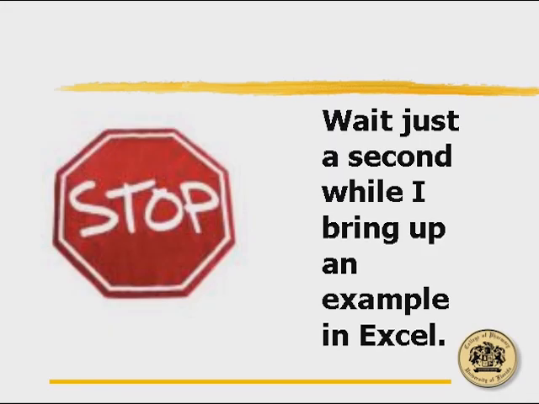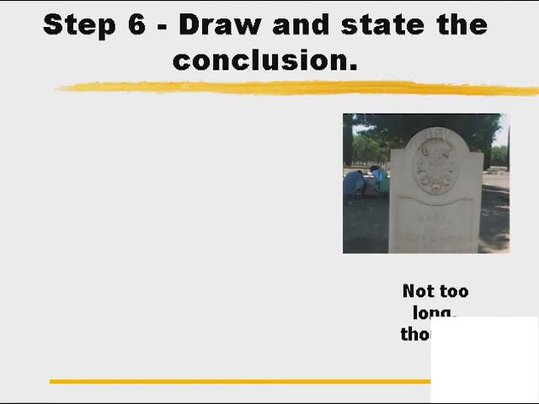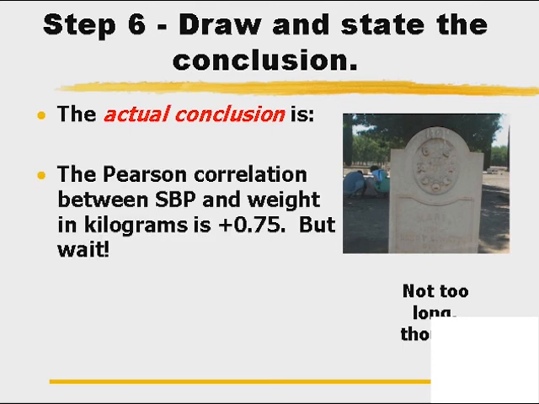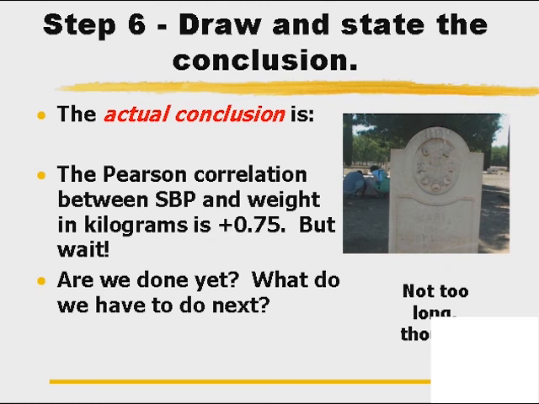Okay, so let's take down the sample from the Excel spreadsheet and look at the next thing, which is to state and draw the conclusion. So let's wait for a second, not too long though. The actual conclusion is the Pearson's correlation between systolic blood pressure and weight in kilograms is plus 0.75. But wait, what are we missing? Are we done yet? What do we have to do next?